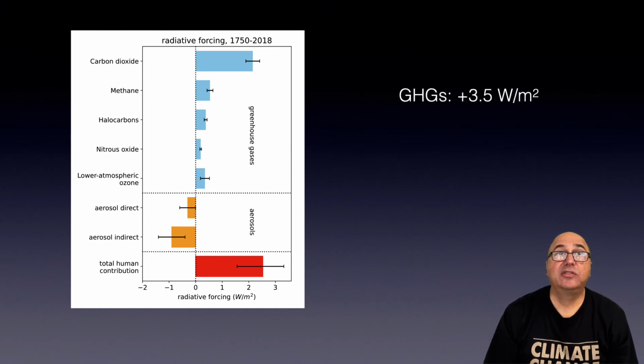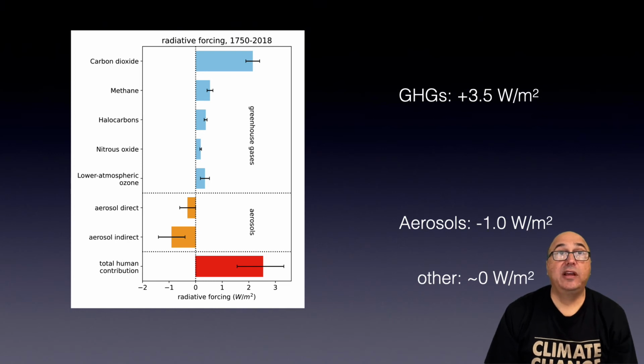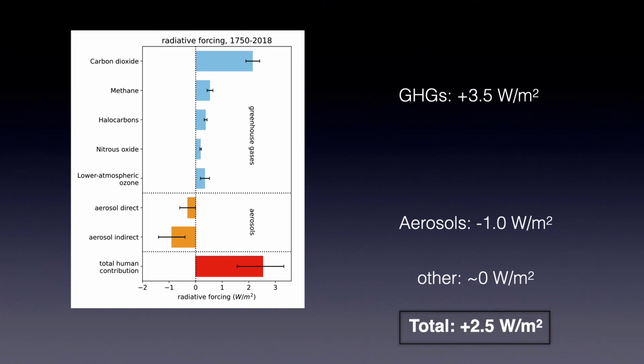To summarize, greenhouse gases produce a total radiative forcing of 3.5 watts per square meter. Aerosols produce a radiative forcing of minus 1 watt per square meter. The other small radiative forcers, which we did not discuss, sum to about 0. This generates a total radiative forcing from all human activities of 2.5 watts per square meter. You should remember this value of total radiative forcing for the exam.